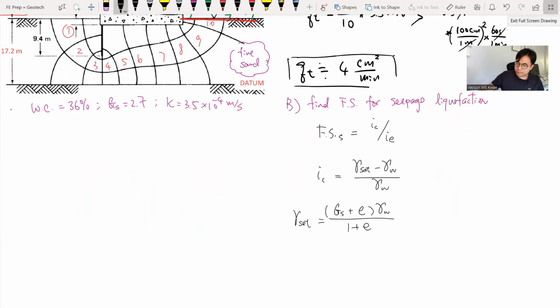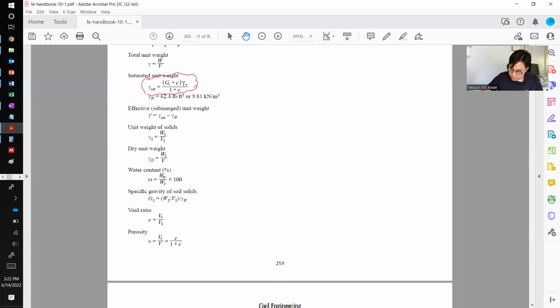And we recall that there's a famous equation. So every time you are asked for the void ratio, ask yourself whether you know the G sub S and also the water content, and whether the site is fully saturated. If so, then the void ratio will be equal to the specific gravity times the water content, which is our case. It's a fully saturated sand site, and we're given the G sub S and the water content. These equations you can also find in the FE manual.